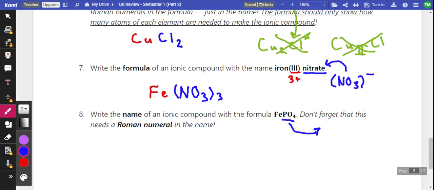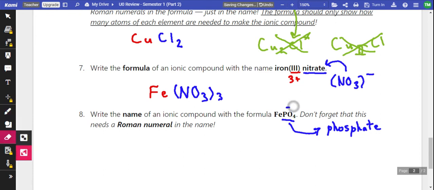So this PO4 is phosphorus loaded up with a bunch of oxygens. Oxygens give us the ATE ending, so this is going to be phosphate instead of phosphorus. Phosphate: phosphorus loaded up with oxygens. Okay, phosphate has a charge of 3 negative. I got to be better about writing that negative.